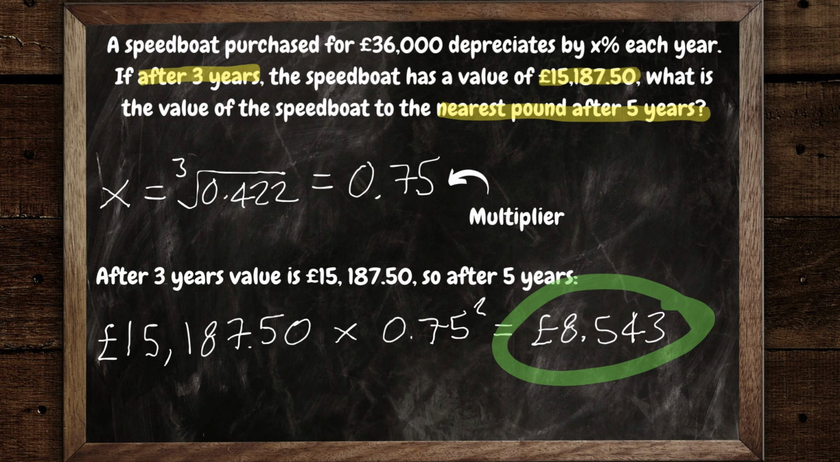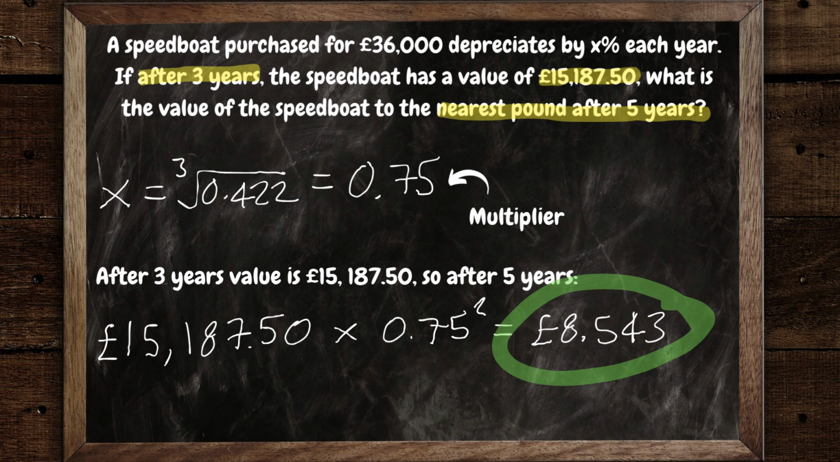So now we know what the depreciation rate is. We can work out the value of the speedboat after 5 years. So we know that the value of the speedboat after 3 years is £15,187.50. So if it depreciates by 25% for another 2 years, then we can work out the question like we did for the previous question. So 100 minus 25 gives us 75%, and the multiplier is 0.75, as I mentioned before.